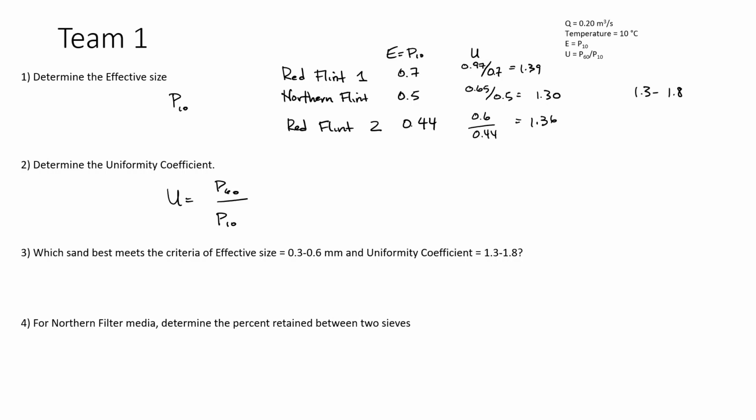So in terms of usage, we could use any one of these for filter design. So they all meet the design. Effective size 0.3 to 0.6. I said 0.7, so it's 0.3 to 0.6, and then 1.3 to 1.8 for the uniformity coefficient. So this one's a little bit high. The others all meet the criteria. So we're going to pick the Northern Flint.